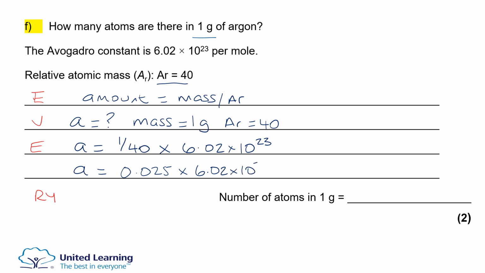6.02. Remember to put your brackets in your calculator around the constant, otherwise it will do the multiplication first. And then finally, once you've put that into your calculator, go ahead and write the answer where they've provided the space, making sure that if they do ask for any units, you include those as well. So in this case, it's 0.1505 times 10 raised to the power of 22. And it goes down 1 power because we're multiplying by a number that's less than 1.